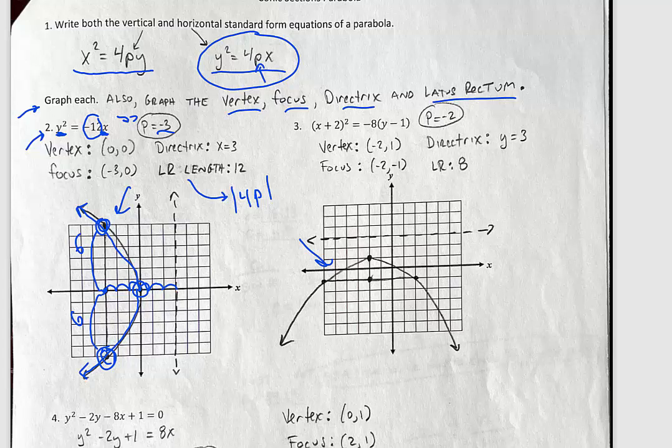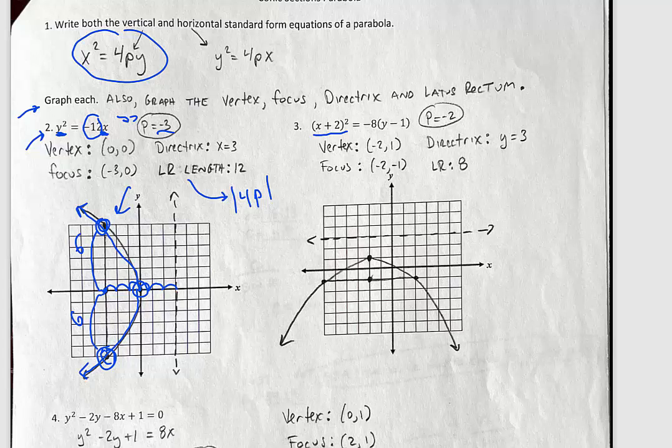Well, it looks like, here, let's erase some stuff here. All right. So with question 3, notice this is an x squared situation. So that's like this guy. So we're going to be opening up or down here. Since this is negative, we're going to be opening down.